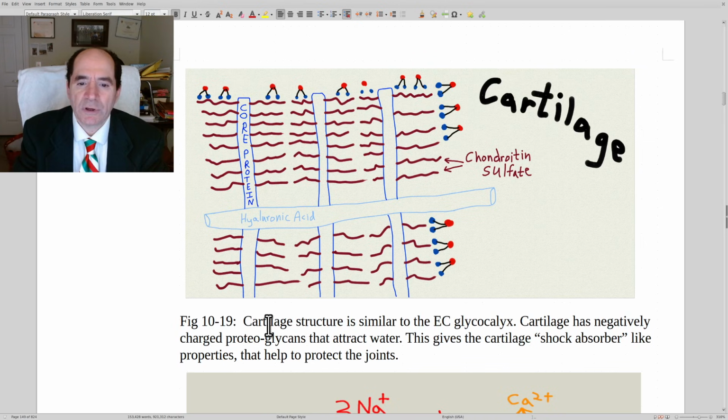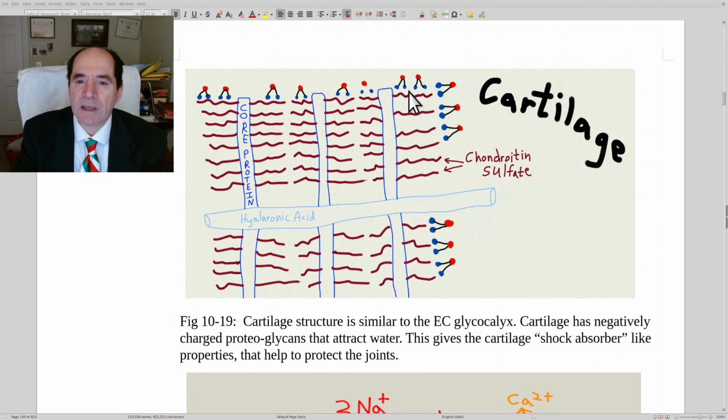Okay, so now I'm going to show you a slide. This is what cartilage looks like. Cartilage is in your joints, and the point I'm making here is it's very similar to the endothelial glycocalyx. In the middle you'll have something called hyaluronic acid with the core proteins attached to it. And then you'll have the negatively charged disaccharide repeating units with sulfates on them. Like this one will be chondroitin sulfate. Okay, chondroitin kind of implies cartilage.